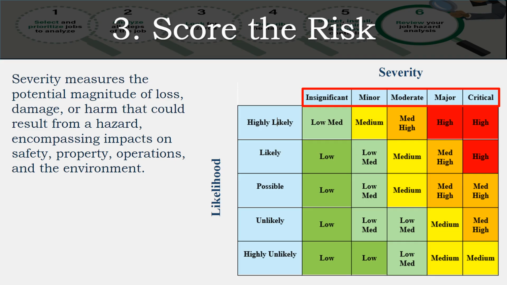Minor. Minor injury, requiring first aid, or minor property damage. Moderate. Injuries requiring medical aid, limited days off work, or moderate property damage. Major or significant. Serious injuries, hospitalization, permanent disability, or serious property damage. And critical or catastrophic. Fatality, permanent disability, widespread or irreversible health effects, or catastrophic loss of property.